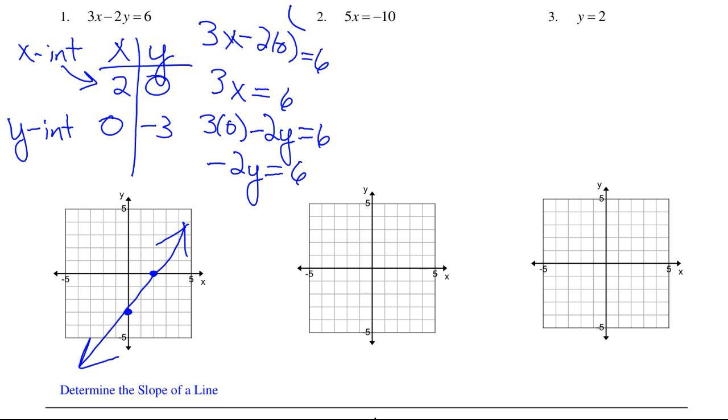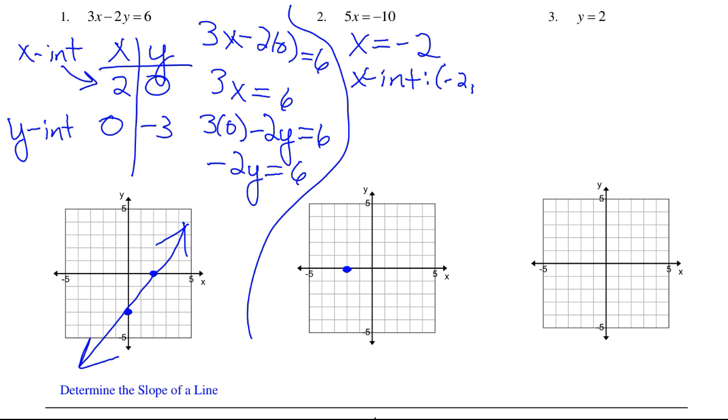Okay, now we're going to take a look at number 2, and you'll notice that the y is missing. So we're going to go ahead and solve that for x, leaving us with x equals negative 2. That tells us that every x is negative 2, and so we can even go ahead and plot a point, say along the x-axis where we have negative 2. That's actually our x-intercept. So the x-intercept is the point negative 2, 0.